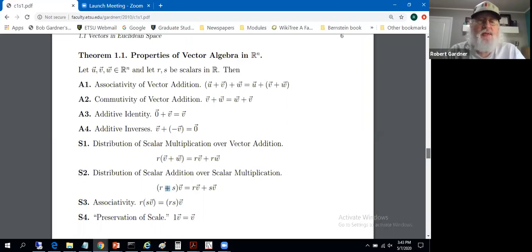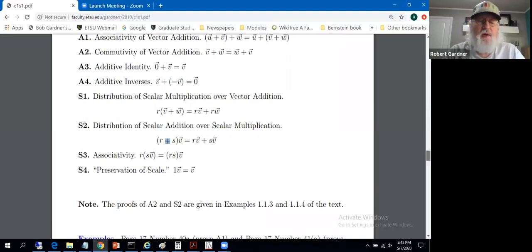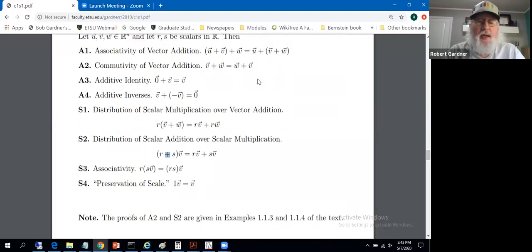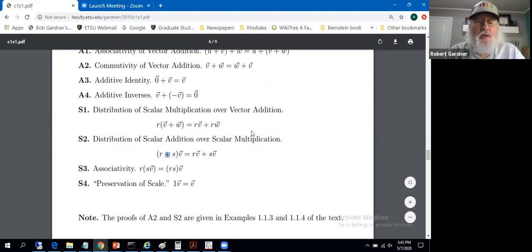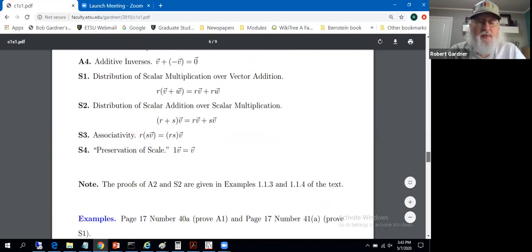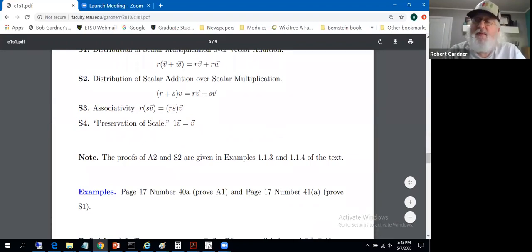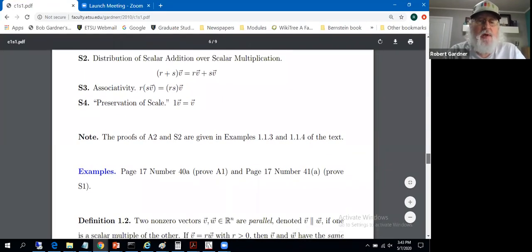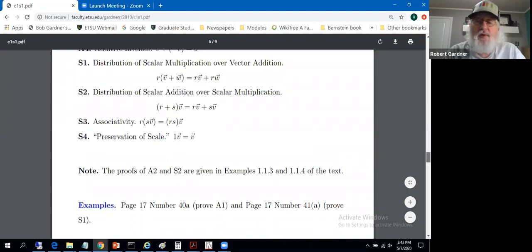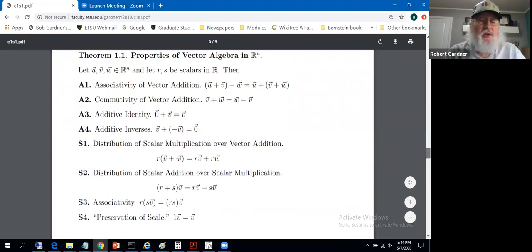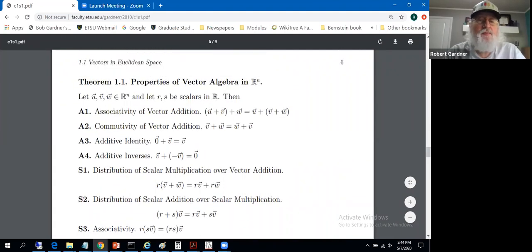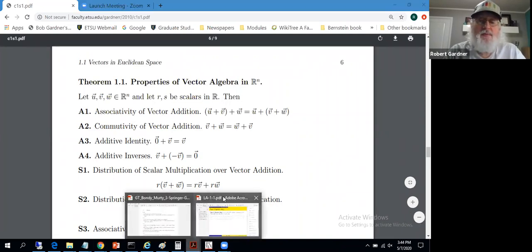Let's prove a little bit of this. Proofs of A2, the commutativity, and S2, the distribution in this sense, are given in examples in the book. Some of the exercises give proofs of these. Let's go through a couple of those. Let's look at proof of A1, the associativity, and S1, the distribution. So let's look at proofs of this property A1 and this property S1 by going to supplements.